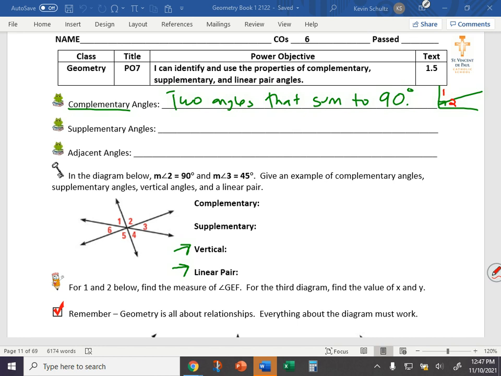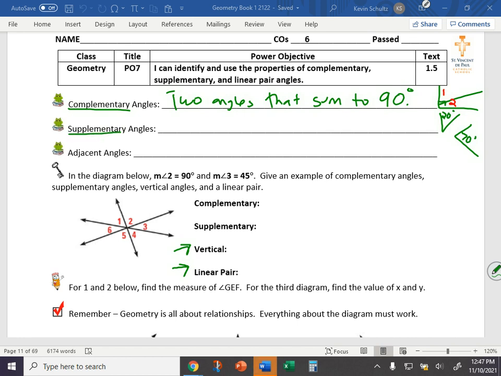But it's also possible to have two angles that are not adjacent. There's a hint for what that definition is. But if this was like 70 degrees and this was 20 degrees, they would also be considered complementary angles, okay? Because they do sum to equal 90. So they don't have to be touching, but they sum to 90 degrees. Any guesses as to what supplementary angles are?